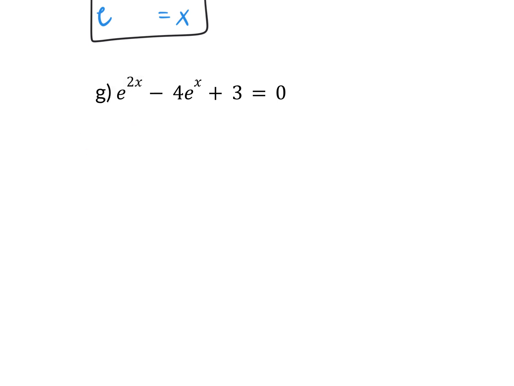Okay. What if instead this said x squared minus 4x plus 3 equals 0? If you saw this, what would you do? Pause this video and factor this problem.